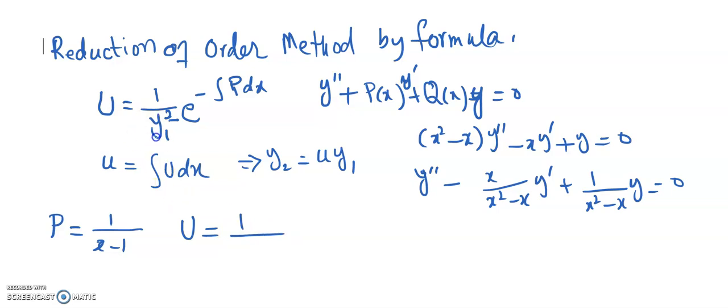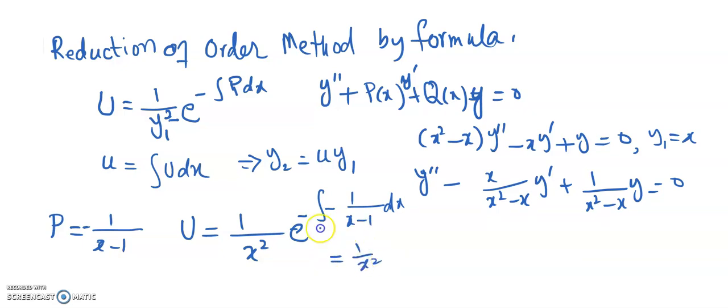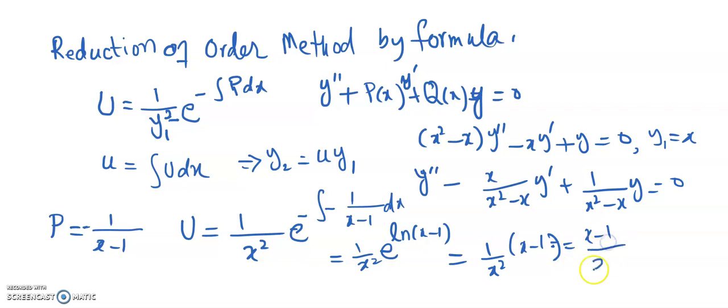Then we can find U. So U is 1 over y1 squared, and for this differential equation we know that y1 was equal to x. So it will be 1 over x squared times e to the power minus integral of P dx. P is actually negative here, so this minus and this minus will cancel out, and it will be 1 over x minus 1 dx. This integral is log of x minus 1. Then this becomes 1 over x squared into x minus 1, or x minus 1 over x squared. So the value of U is x minus 1 over x squared.